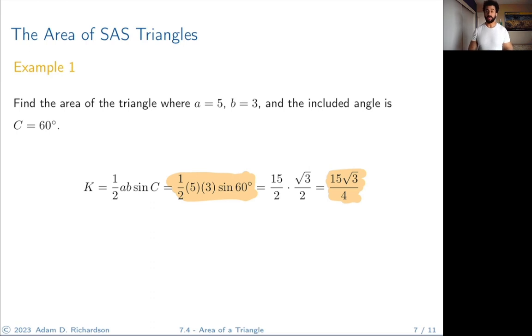At that point, if you wanted to go to a calculator, you could, and it could give you an approximation of that area. But this is as exact as it gets: 15/4 times √3, or 15√3/4.